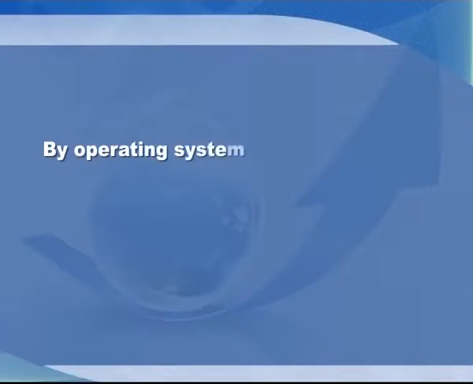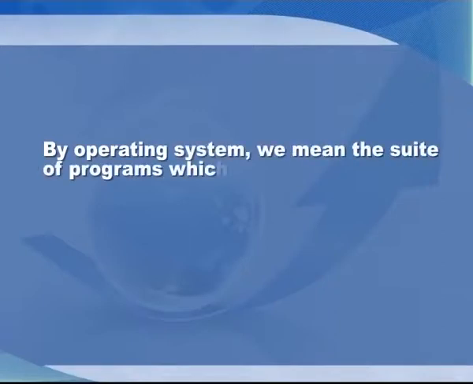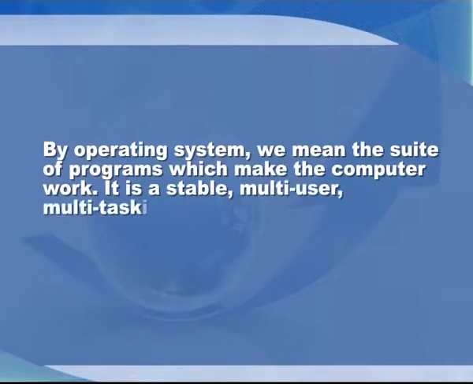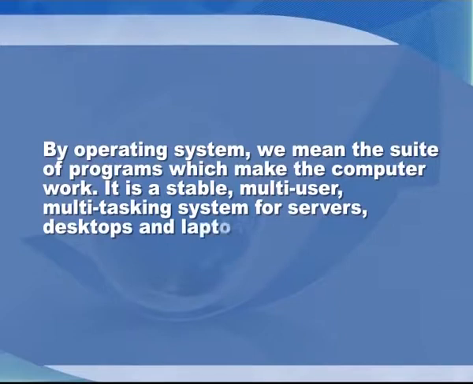Now let us look at the UNIX operating system. UNIX is an operating system which was first developed in the 1960s and has been under constant development ever since. By operating system, we mean the suite of programs which make the computer work. It is a stable, multi-user, multitasking system for servers, desktops and laptops.